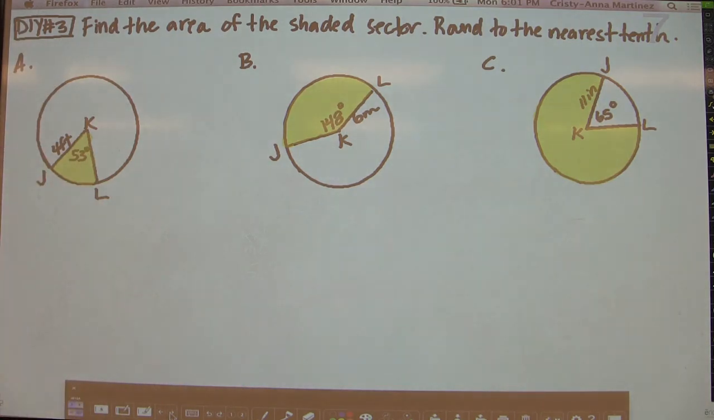You can also subtract the small white portion from the area of the whole also. So a couple different ways for you to do that.